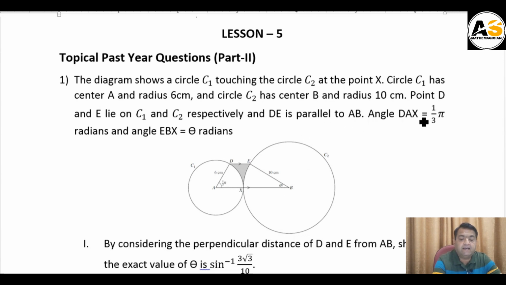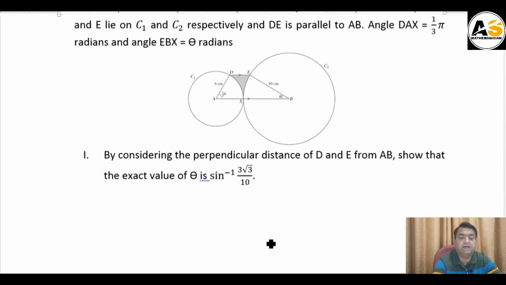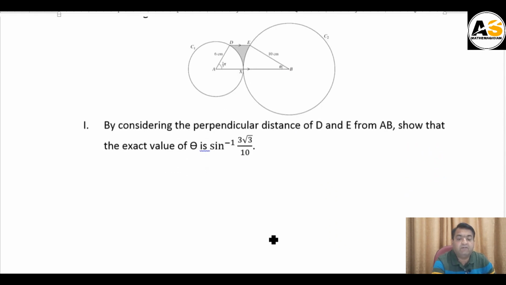Angle DAX is equal to 1 over 3 pi, or pi by 3 radians, and angle EBX is equal to theta. By considering the perpendicular distance of D and E from AB, show that the exact value of theta is sine inverse 3 square root 3 by 10. First of all, we have to find this theta.